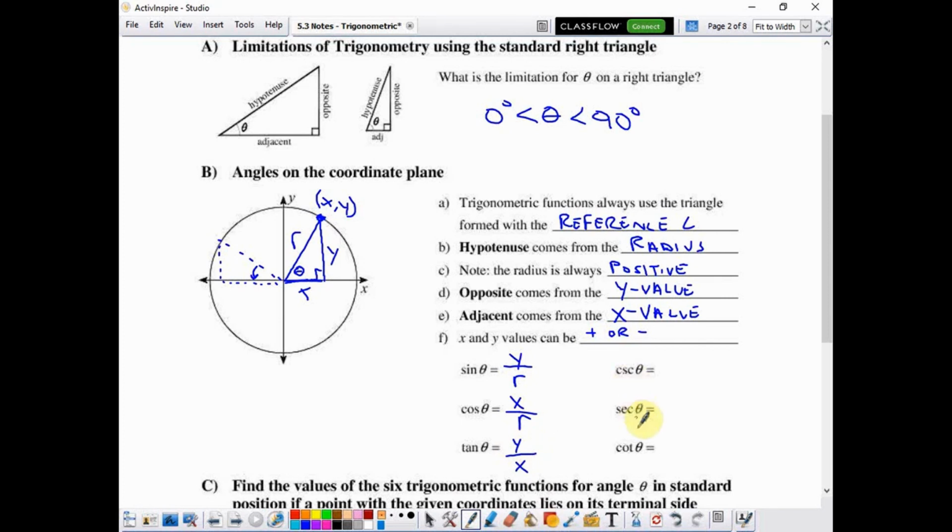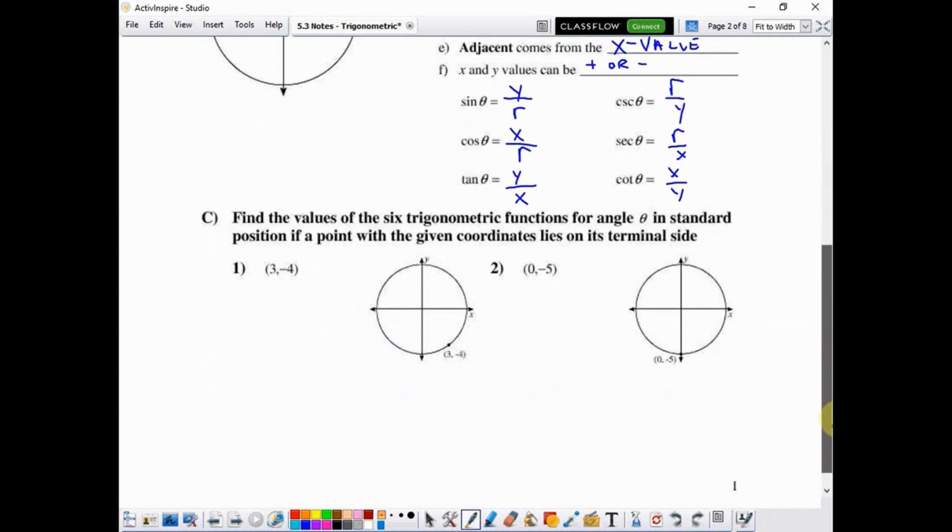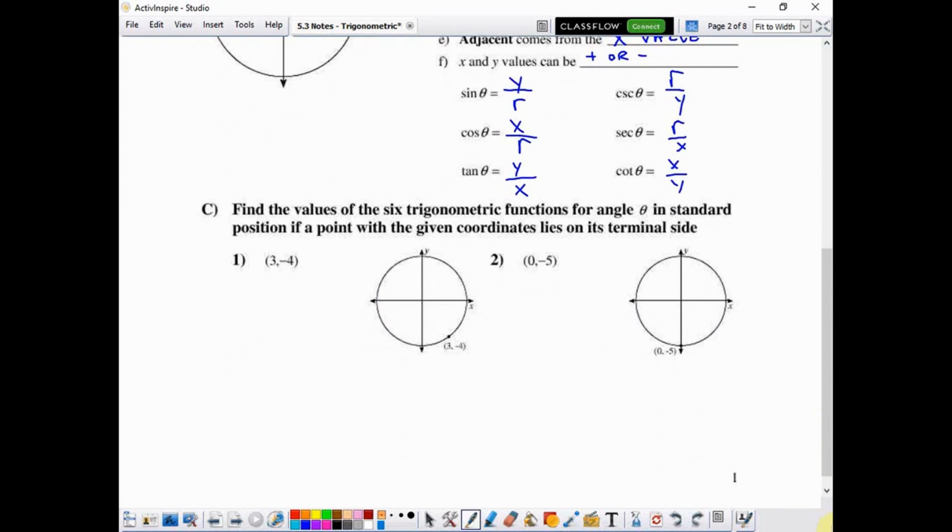Then we have cosecant, secant, and cotangent. And remember, those are reciprocals of sine, cosine, and tangent. So cosecant is r over y. Secant is r over x. And cotangent is x over y. So we're going to use that information to find the 6 trig values: sine, cosine, tangent, cosecant, secant, cotangent.